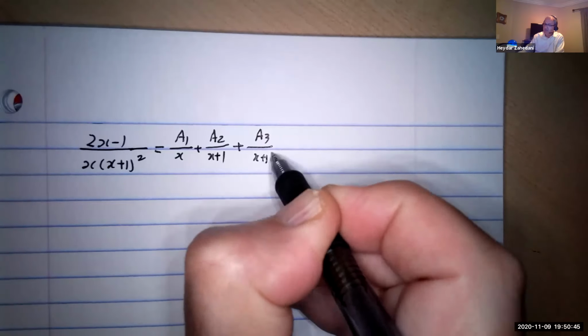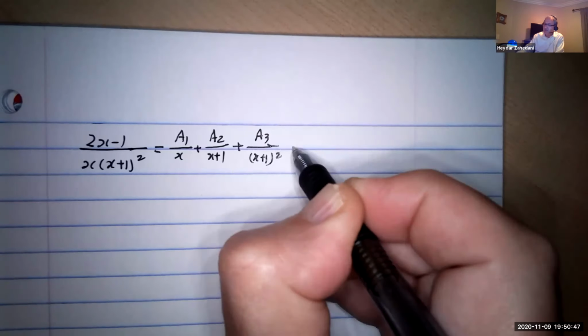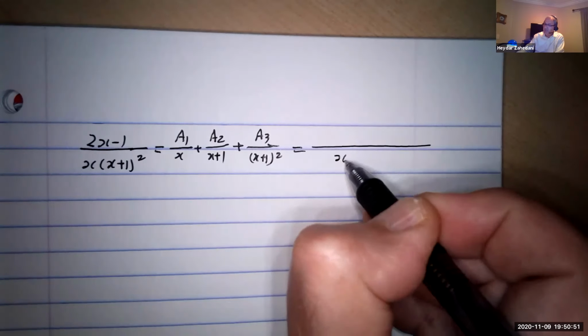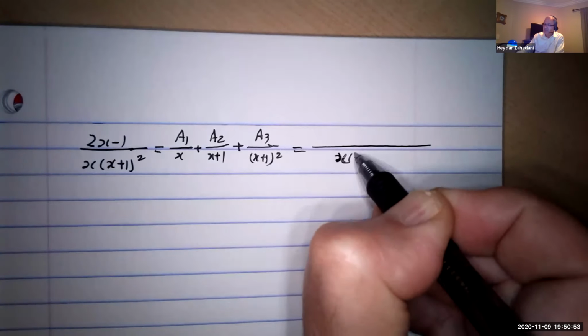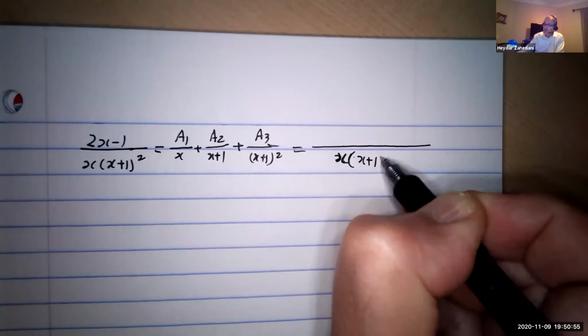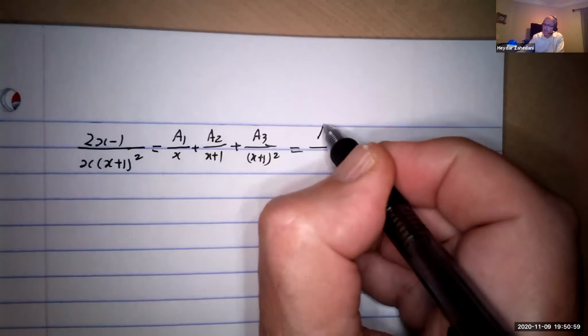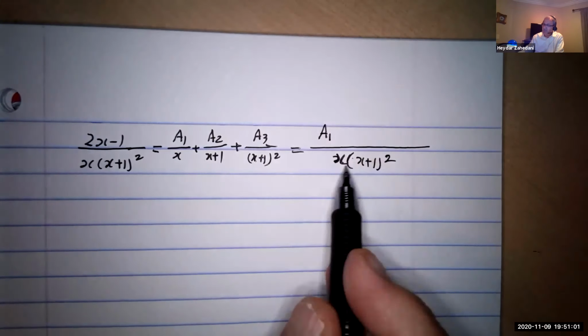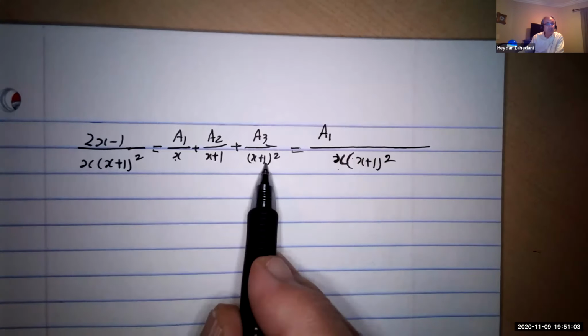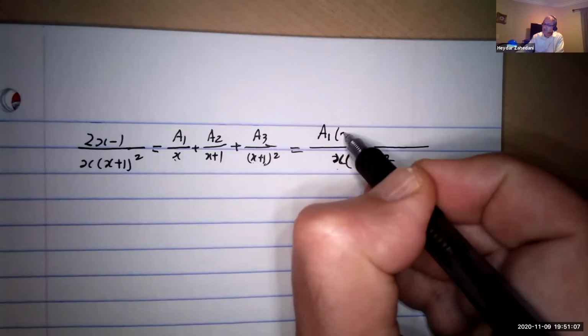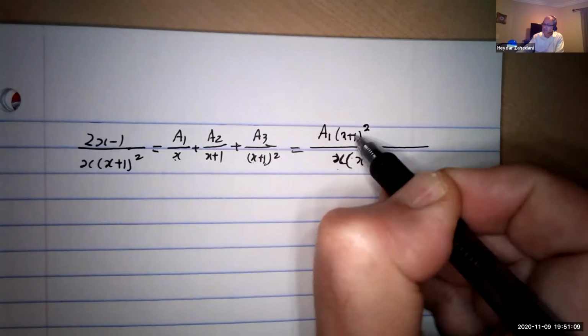Okay, x plus 1 all squared. So I'm going to find the common denominator. The common denominator would be x times x plus 1 all squared. Now the top is going to be a1. So x is done, you see, this is x times x plus 1. So x is done, and the leftover is going to be x plus 1 all squared.